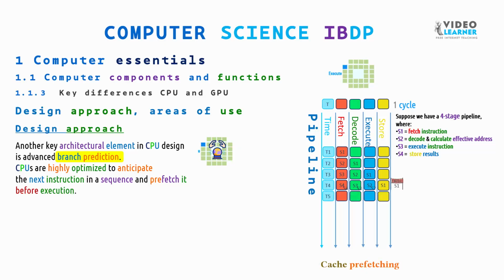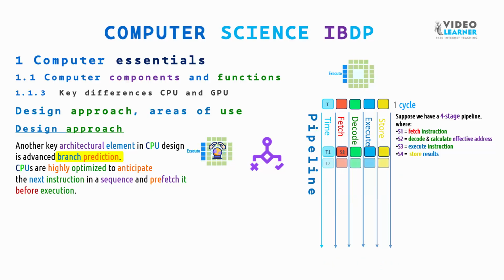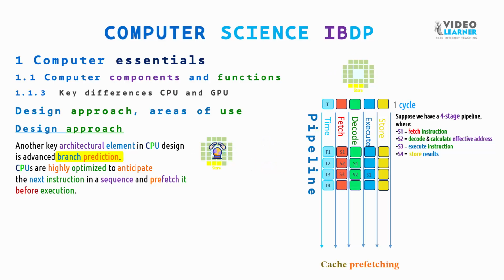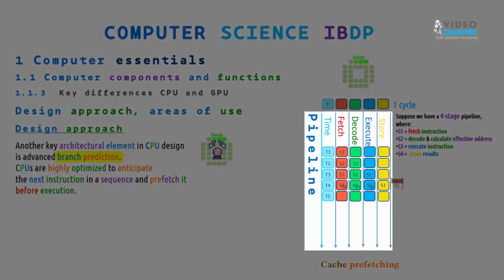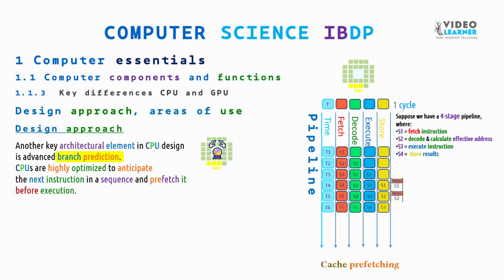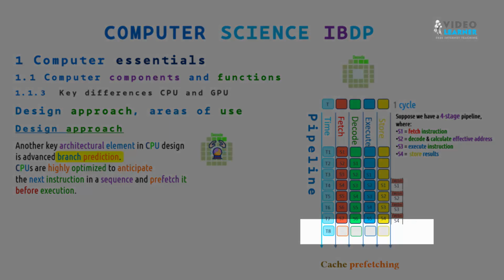Suppose that we are running a program with an if-then-else structure. A branch predictor, a digital circuit inside the CPU, tries to guess which way a branch will go before this is known definitively. So the CPU starts fetching and executing instructions down the predicted path before it even knows for sure if that path is correct. This is called cache prefetching. In that way, we don't have idle cycles.